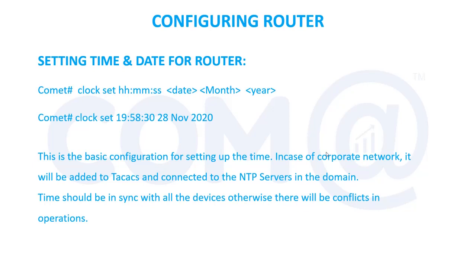So the simple syntax: clock set, hour, minute, second. That is the format we have to use. Then date, month, year. The month should be in 3-character format. I tried using it with numbers. It is not accepting. So the month should be in the three-letter character form. Okay, so this is the basic configuration command.